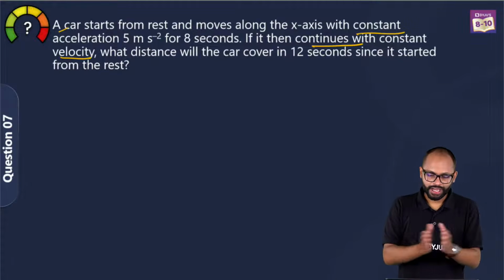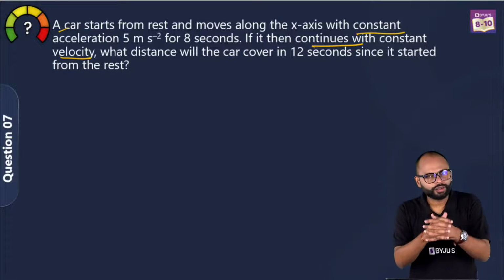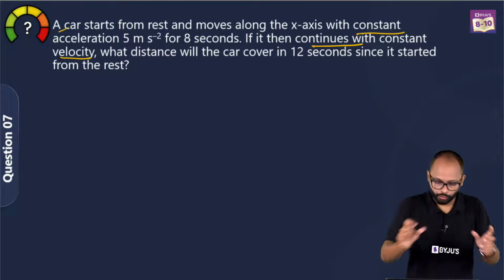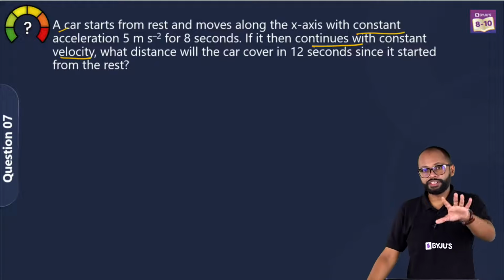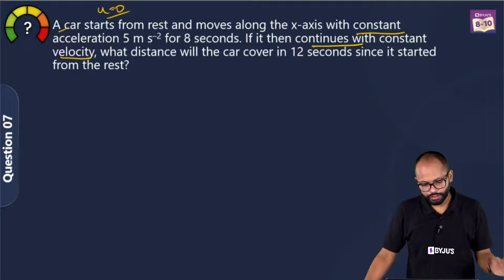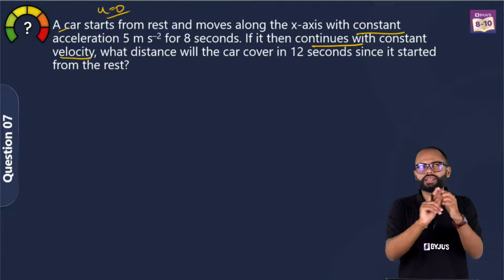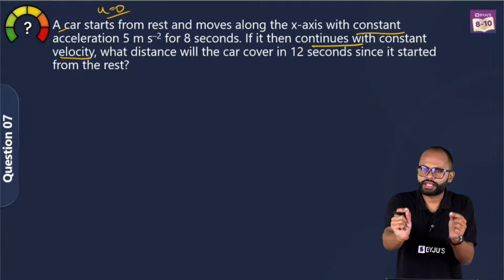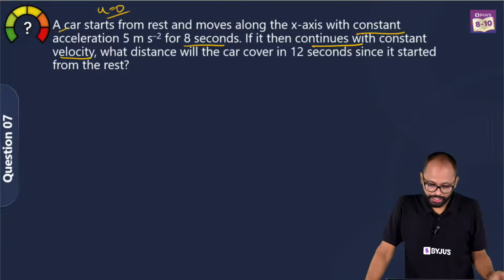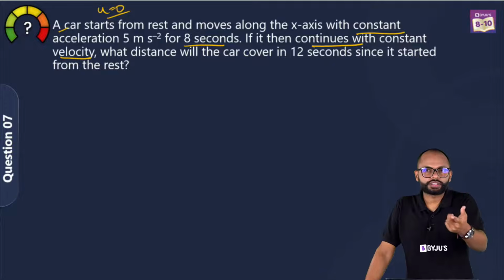Okay, okay. Are we able to solve this question? Come on, think. Visualize it. Read it slowly. Break the question. Car starts from rest means what? U is 0. Moves along the x-axis with constant acceleration. It is going in one direction with constant acceleration of 5 meters per second square for 8 seconds. Then what happens? It continues with constant velocity.